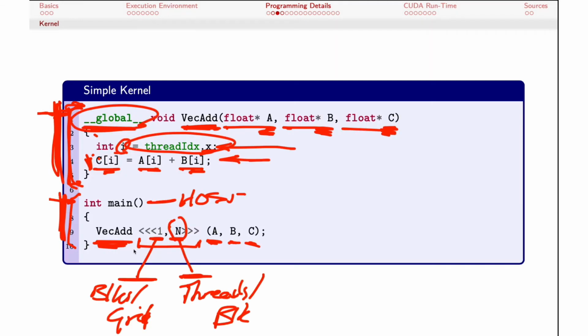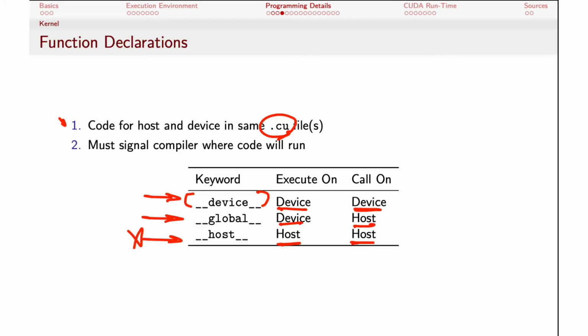So the reason we didn't have to tell the compiler that main was going to run on the host is because without any decoration at all here, it just runs on the host. So if you want to explicitly state that this particular function runs on the host, just to make things clear, that's fine. But the default, if you don't say anything else, is going to be to run on the host.